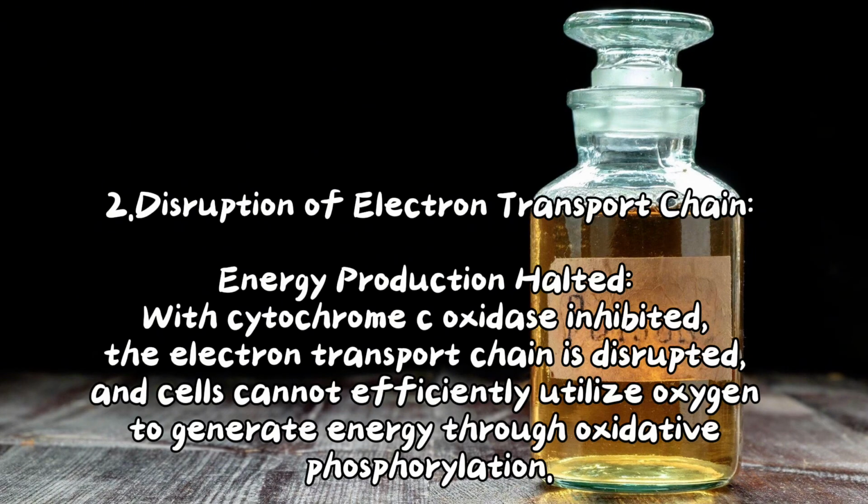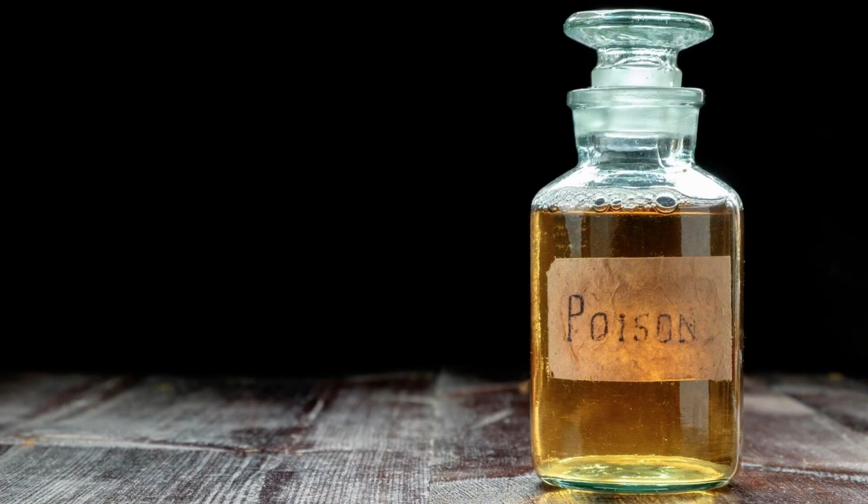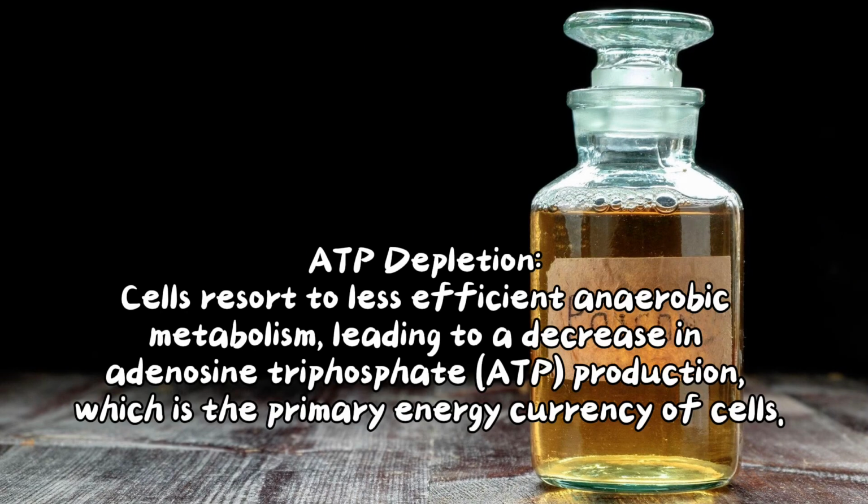2. Disruption of electron transport chain. Energy production halted: with cytochrome c oxidase inhibited, the electron transport chain is disrupted, and cells cannot efficiently utilize oxygen to generate energy through oxidative phosphorylation. ATP depletion: cells resort to less efficient anaerobic metabolism, leading to a decrease in adenosine triphosphate, ATP, production, which is the primary energy currency of cells.